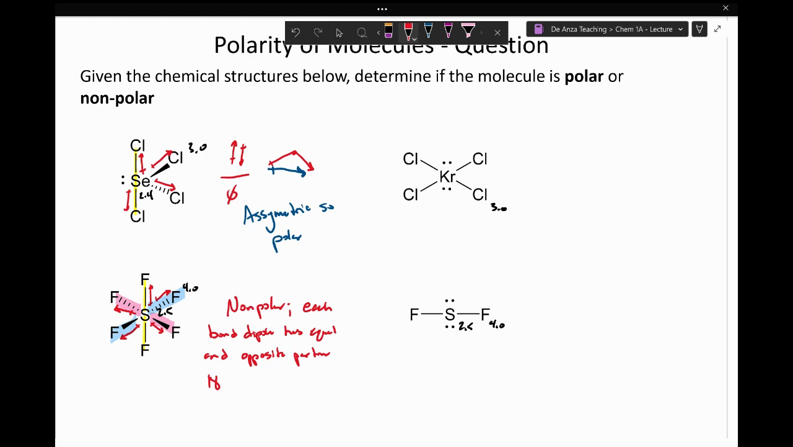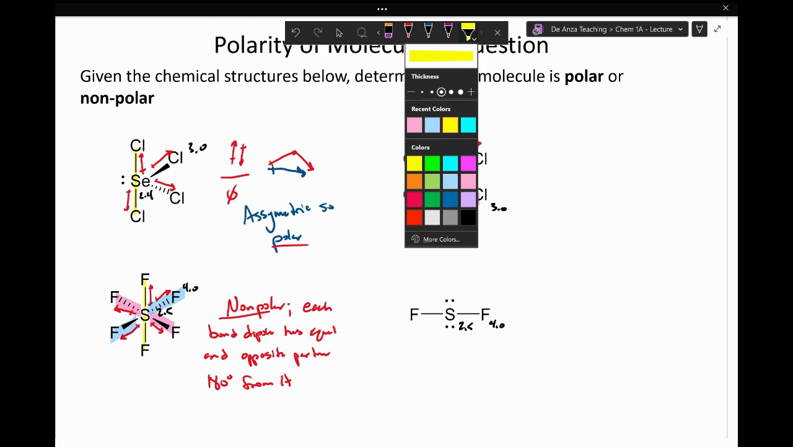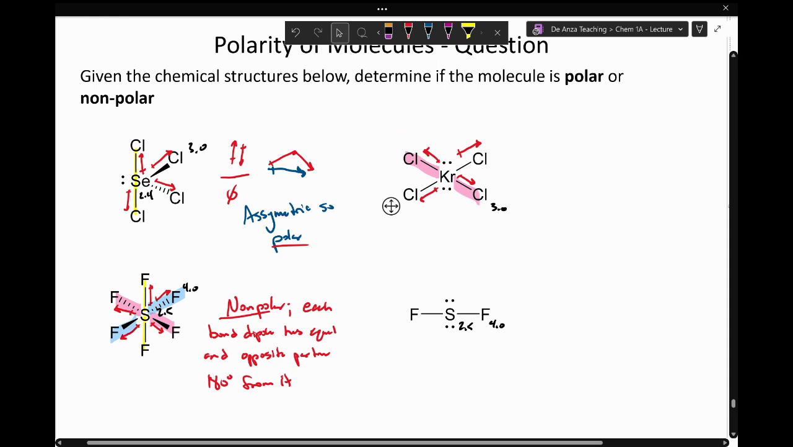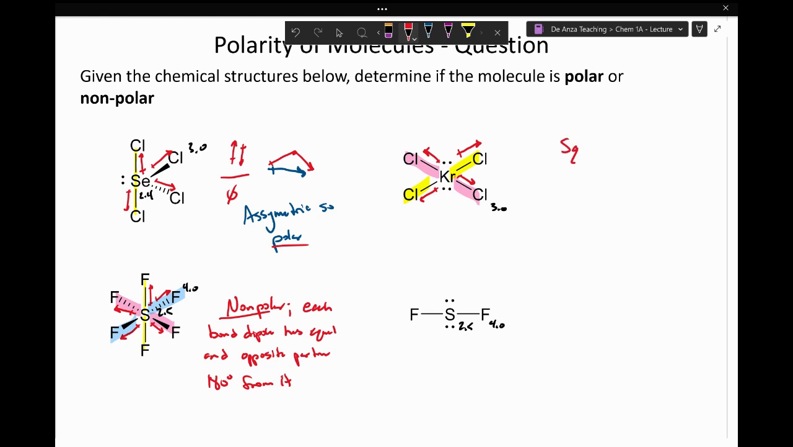This one's polar. We can look at krypton tetrachloride. We draw in those dipoles here. And then similar to that last question, we have these chlorines are 180 degrees apart from each other. These chlorines are 180 degrees apart from each other. This is a square planar geometry. So this is square planar. And all of the dipoles are symmetric. So we'd say this is symmetric. And this one ends up being non-polar.